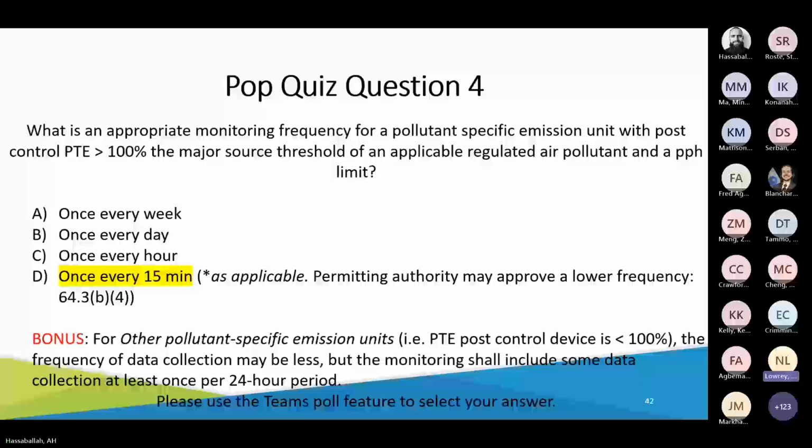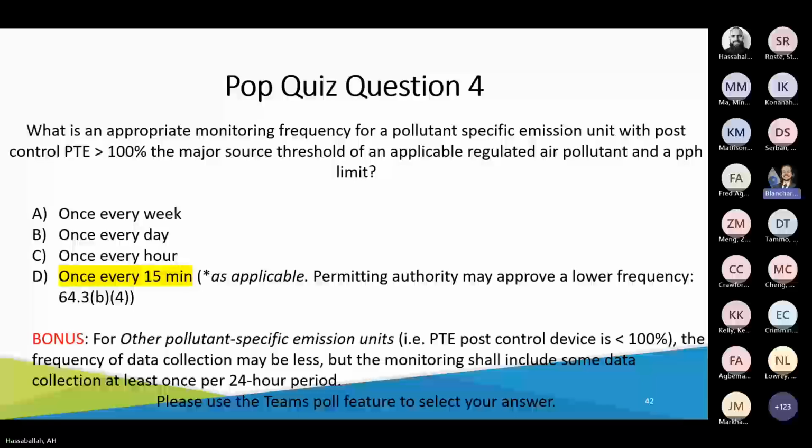Okay, good. My question is revolving around an example you gave early on, saying that if some unit has a pound per hour limit, then monitoring only once per day wouldn't be appropriate. But if the post control are less than major, so it is an other pollutant specific emission unit, CAM only requires at least once per day. So would that possibly be an appropriate monitoring frequency, even if it has a pound per hour limit?